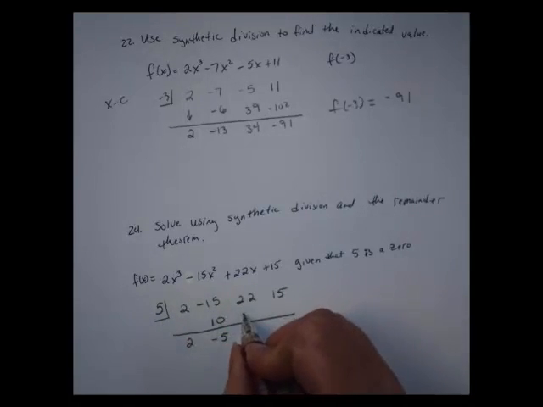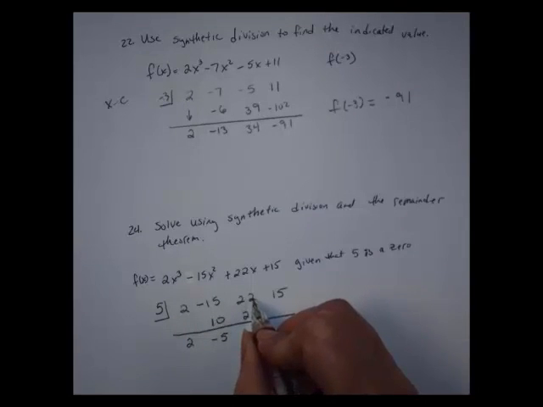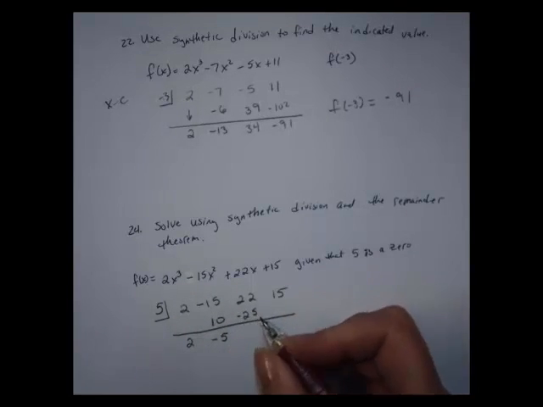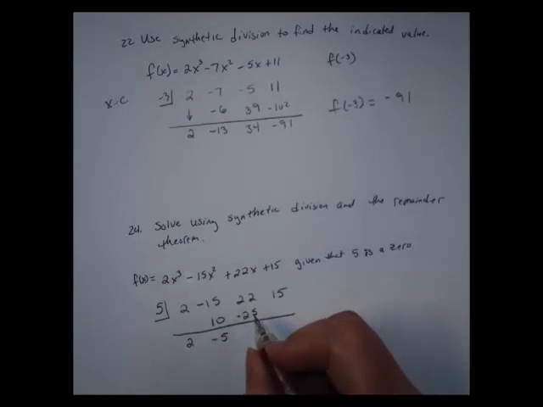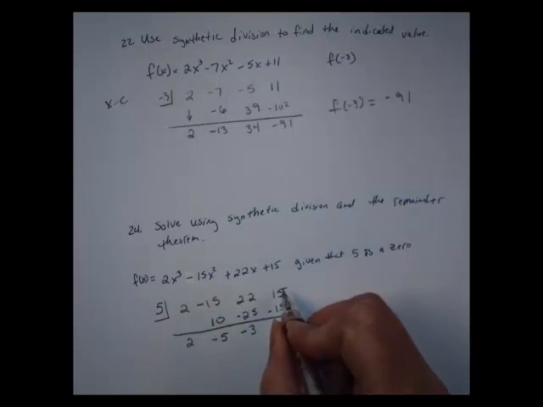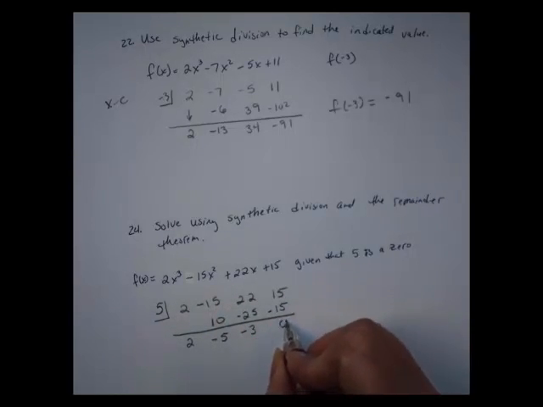-5 times 5 is -25, because we had a negative sign here. 22 minus 25 will get us -3. -3 times 5 is -15. -15 plus 15 is 0.